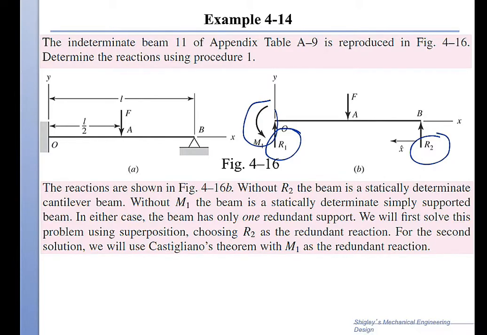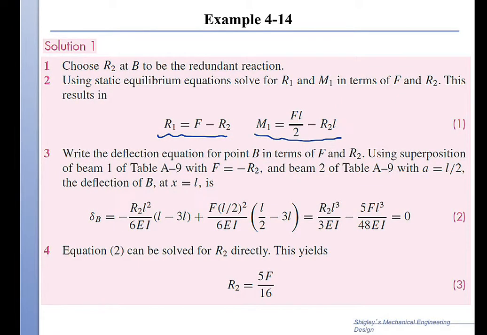You have vertical equilibrium, and you have moment about O. Then you get these two equations in three unknowns. So you will choose one of these three to be a redundant. Redundant means that we're going to postpone the solution for this R2 until later. So we assume that we know it, and therefore we write R1 and M1 in terms of R2, and then later we'll write some kind of deflection equation to find it.